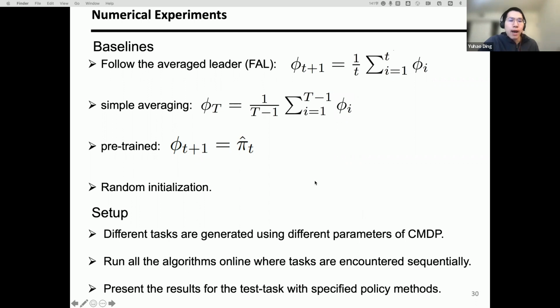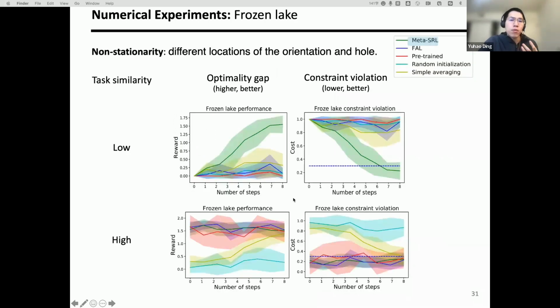In our environment setup, we generate different tasks using different parameters of the CMDP, and we run all the algorithms online, where tasks are encountered sequentially. The results we present are just for the testing task with the specified policy initialization methods. For example, in the simple frozen lake example, we have different locations of the origin and holes, which give us different SafeRL tasks. When the task similarity is low, we can observe that meta-SafeRL achieves higher rewards and lower constraint violation much more quickly than the baseline initializations.